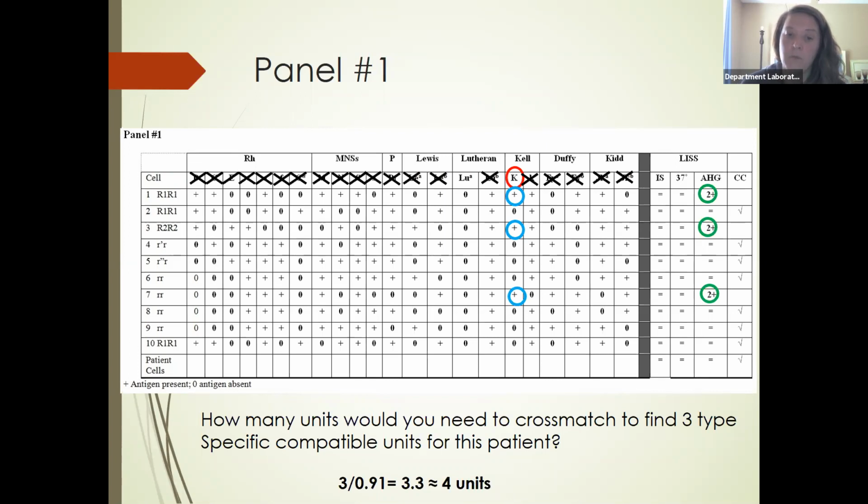So we can divide 3 by 0.91, that gives us 3.3. So we would need to cross-match 4 units. I don't like the wording of that question because it says type specific, but you have no ABO RH on your patient. So you can't adequately answer type specific. So just honor that Kell for that question.